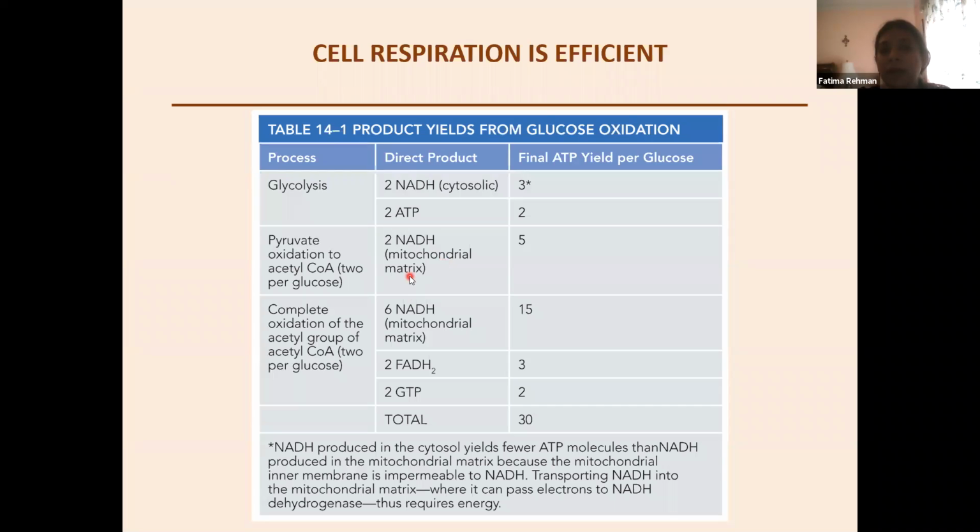When the NADH is made inside the mitochondria, it's converted just like it normally would. But when it is outside in the cytosol, it has to be first shuttled into the mitochondria, and it isn't readily permeable, so it requires energy input.